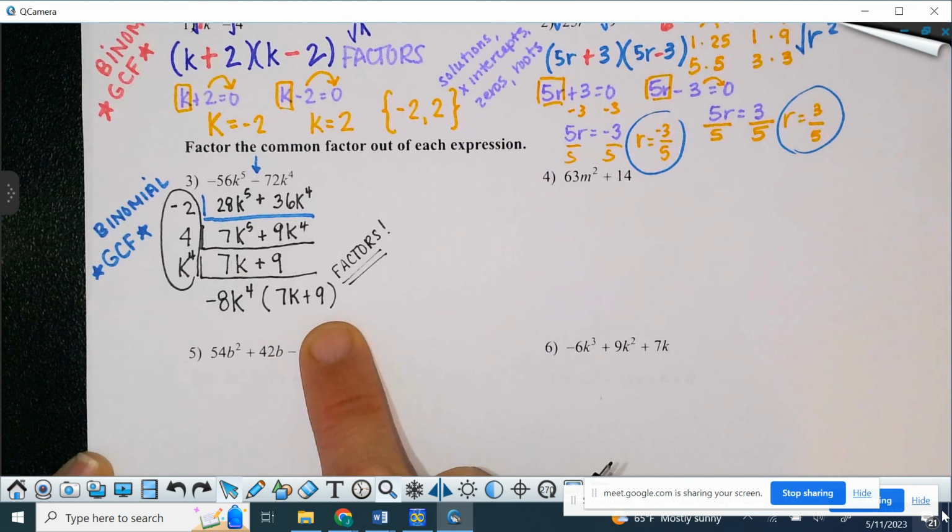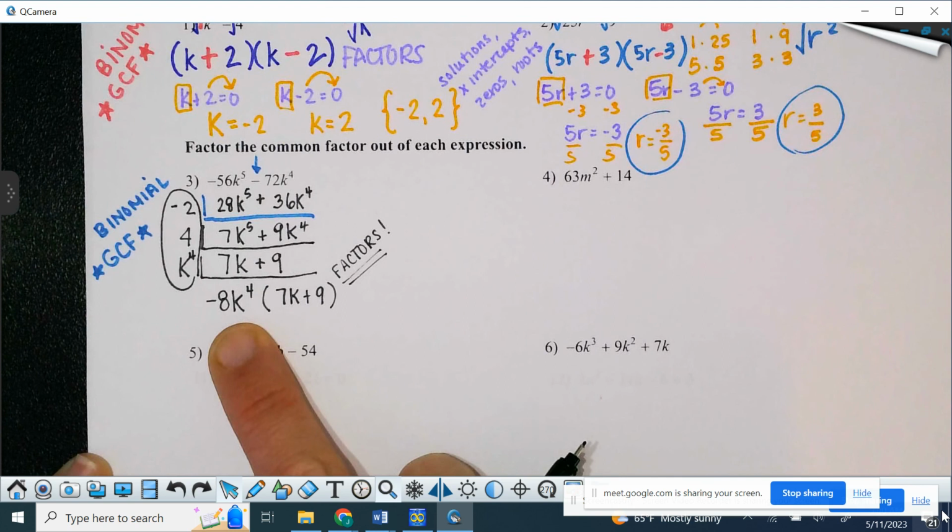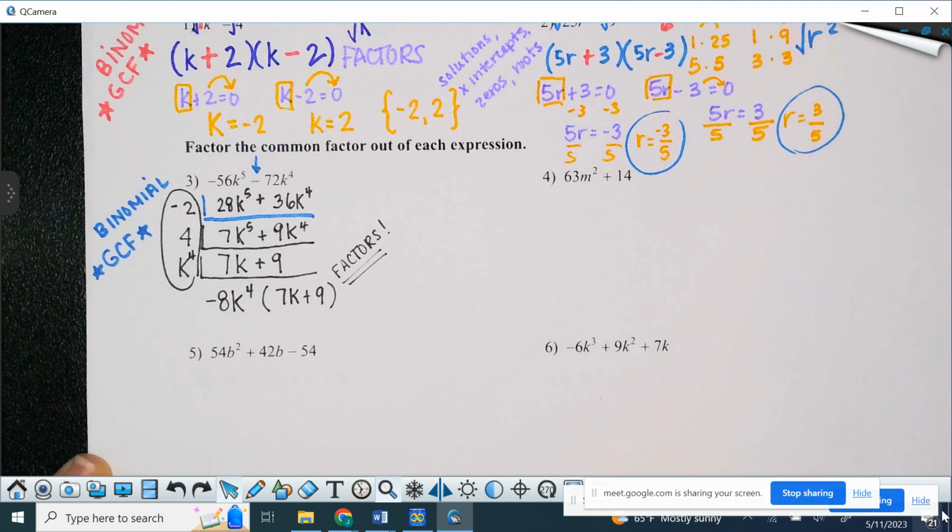This time you would set the first one to 0 because there is a variable there. So negative 8k to the fourth equals 0. You would divide by negative 8, and then you would take the fourth root of 0, which is going to be 0. Okay? Looking at our next guy.